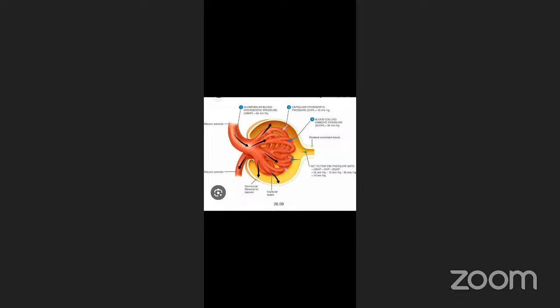Now, what are the substances that are filtered out in the glomerulus? All right, somebody's telling me to slow down. Okay, I will slow down a bit. What substances are filtered out of the glomerulus?